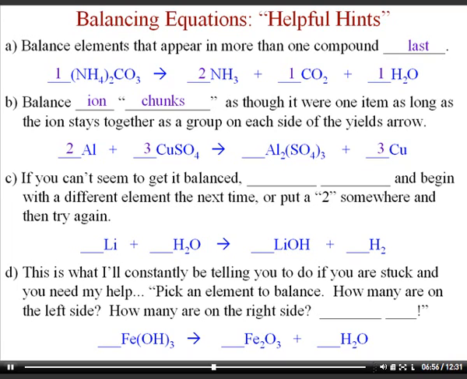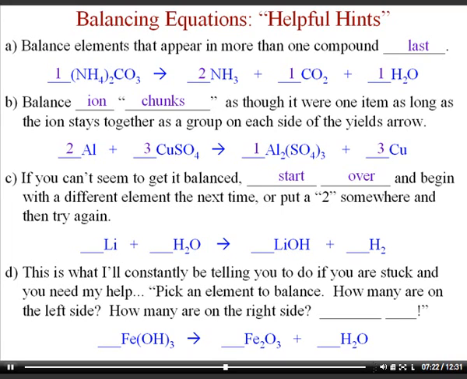Now for letter C's helpful hint, it's kind of a silly rule, but it says if you can't seem to get it balanced, start over and begin with a different element next time. So if you made a mistake, let's say for example A, and you tried to balance the hydrogens first, and you got them to balance, but then something screwed it up, you can always just erase all your coefficients and start over. Just pick a different element.